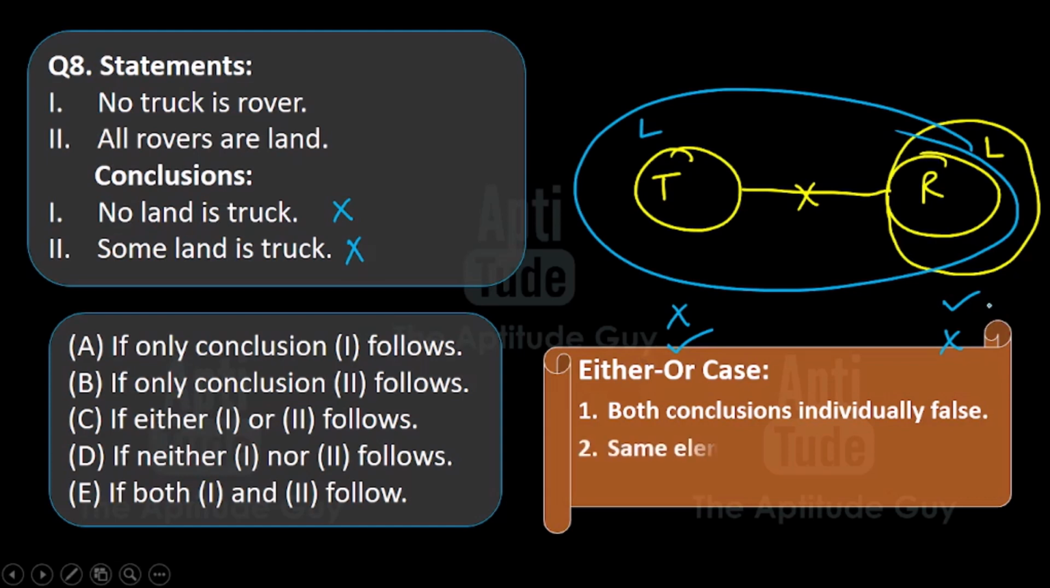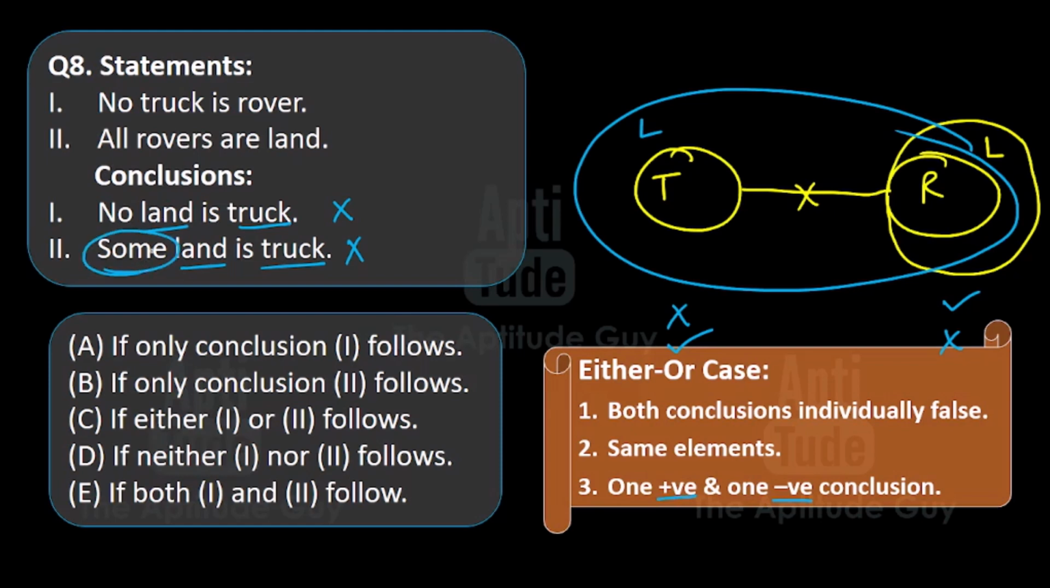Second checklist is same elements. Do we have the same elements? Yes, we have land, land, truck, truck. Absolutely same elements. The third point is one positive and one negative conclusion. Do we have that? We have some land is truck, positive, no land is truck, negative.